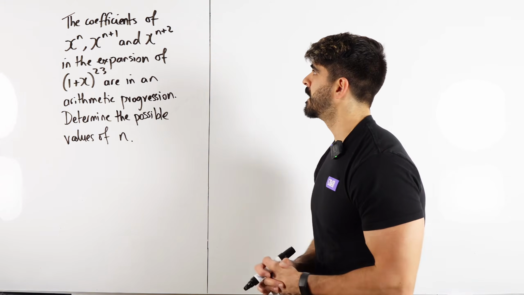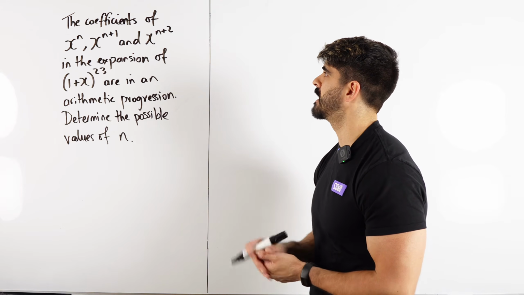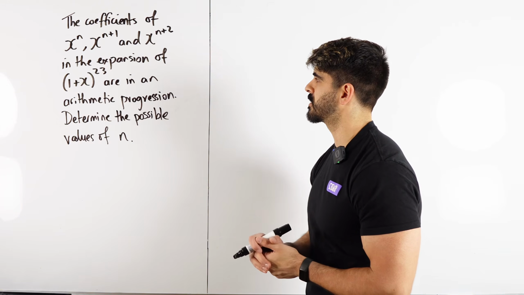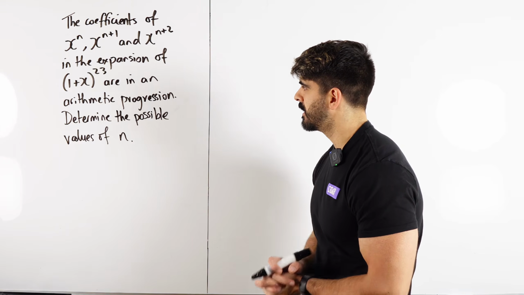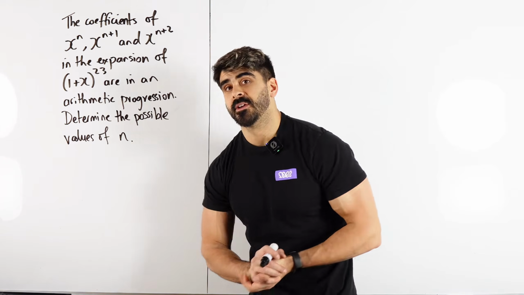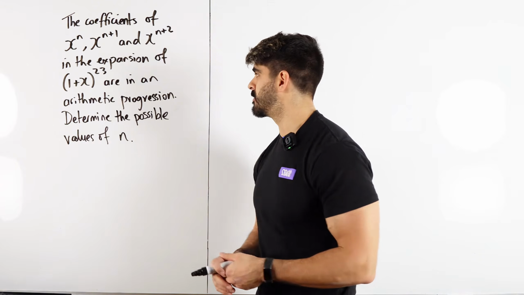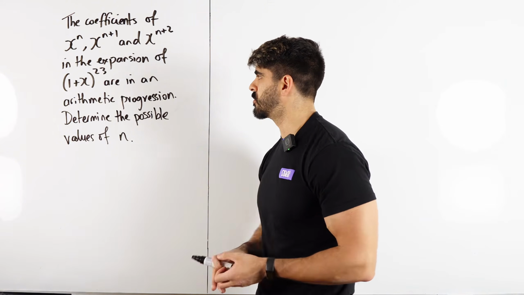What does it say? It says the coefficients of x to the power of n, x to the power of n plus 1, and x to the power of n plus 2 in the expansion of 1 plus x to the power of 23 are in an arithmetic progression. Determine the possible values of n. Okay, let's breathe. This sounds a bit mad. An arithmetic progression for the coefficients of those terms.